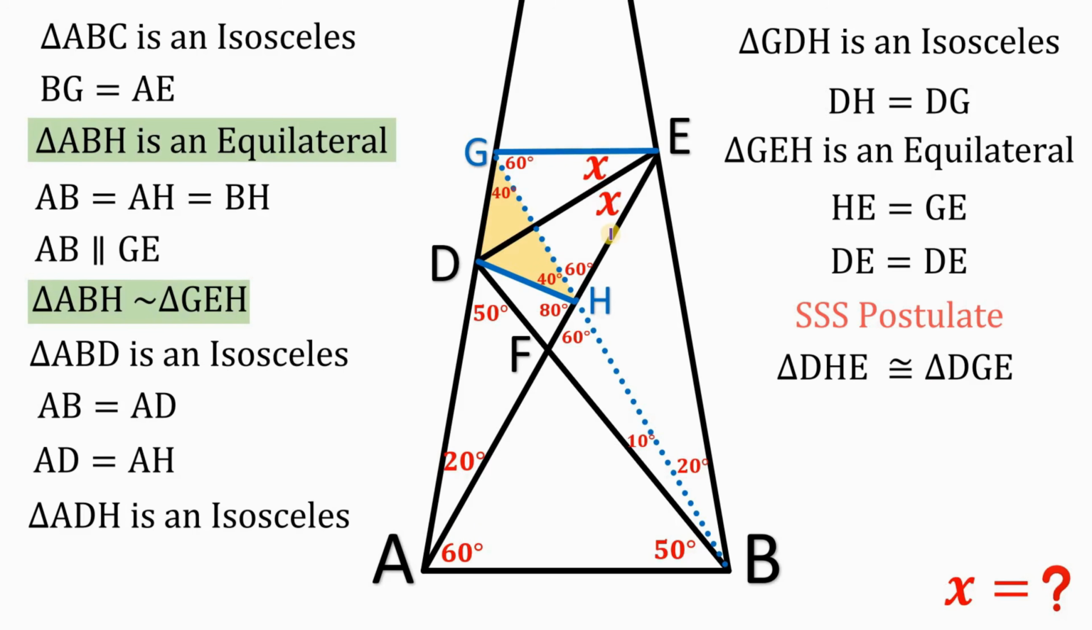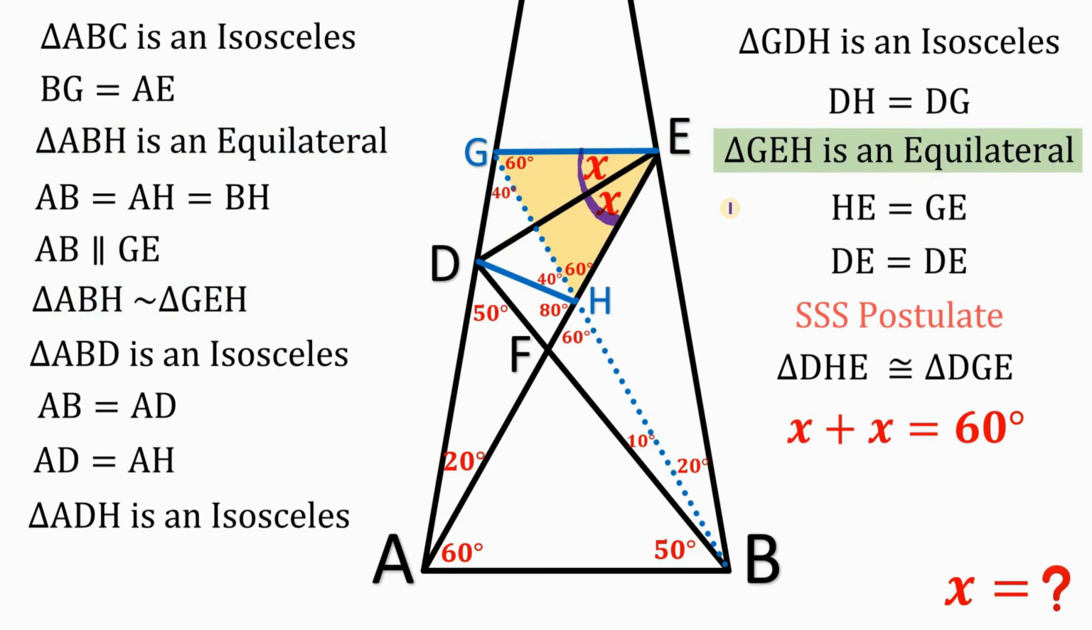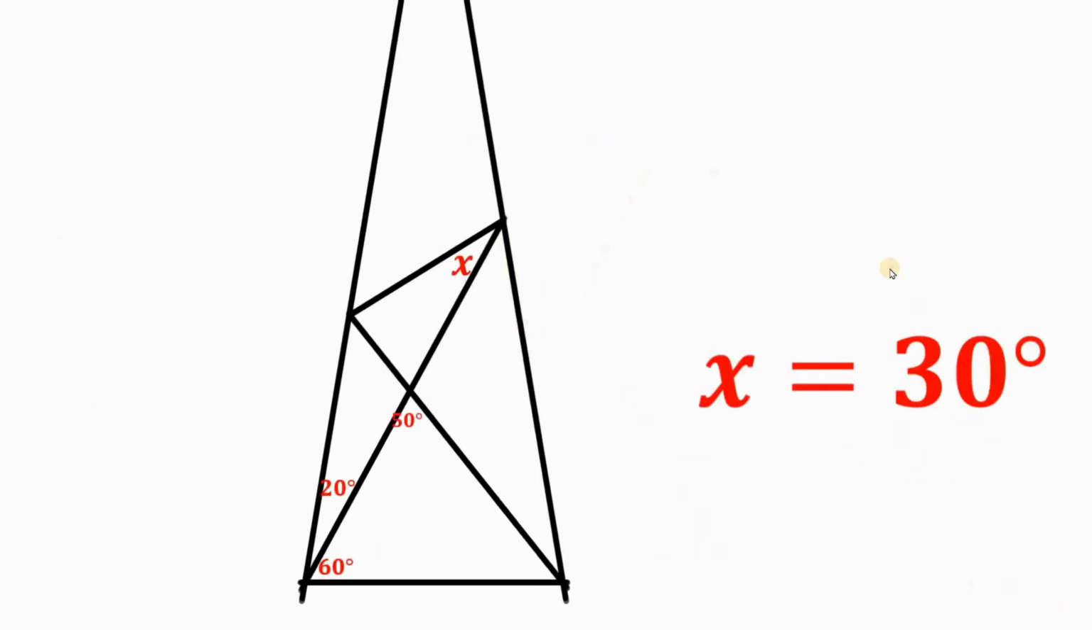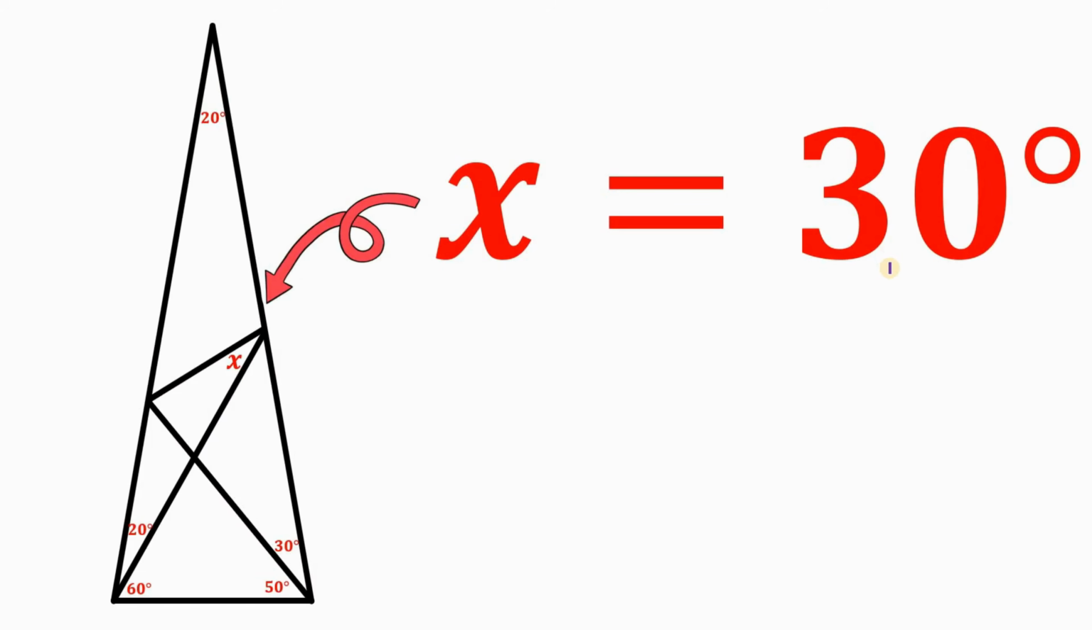Alright? And take note that this triangle GEH is an equilateral triangle. Therefore, this angle right over here adds up to 60 degrees. So we can say that x plus x equals 60 degrees. It follows that x equals 30 degrees. And that is our answer to this question. Therefore, the answer to the world's hardest easy geometry problem is 30 degrees. And as always, we are done.